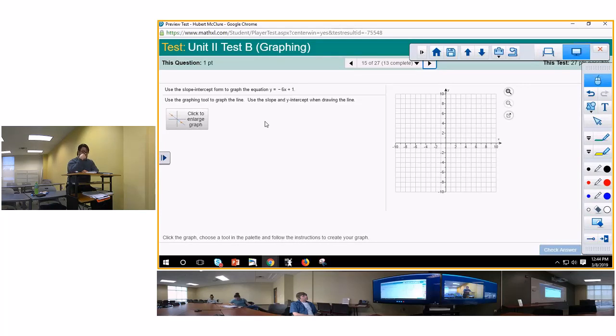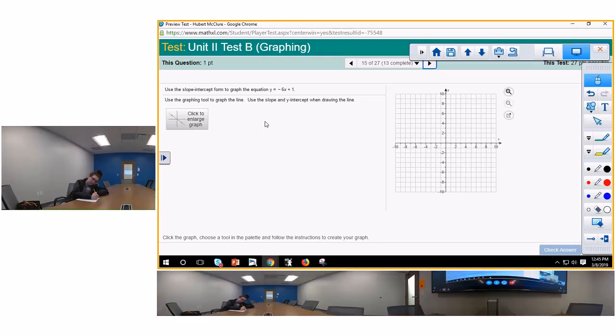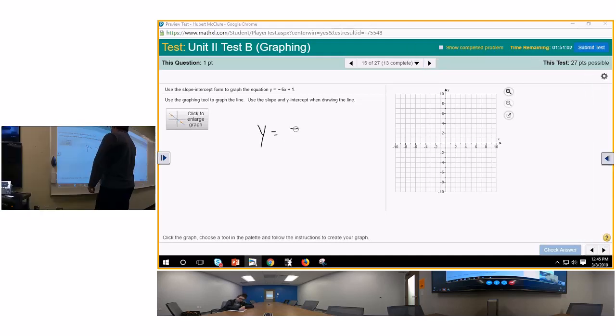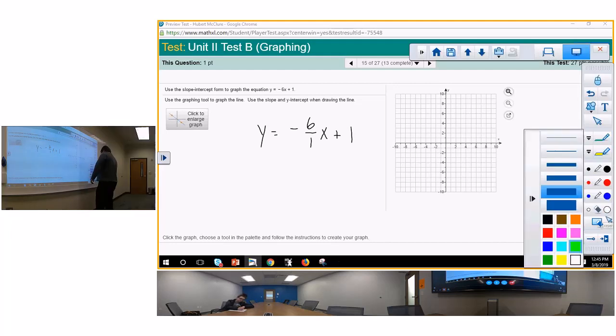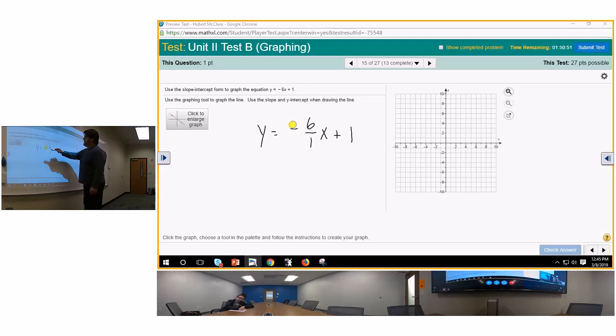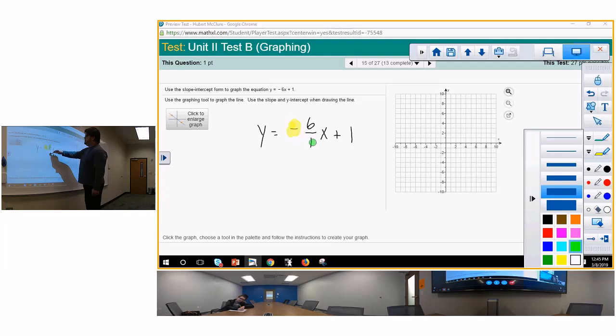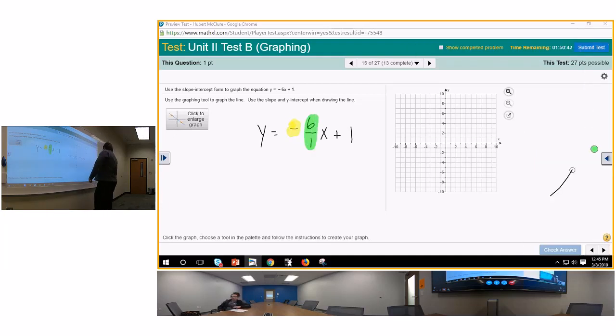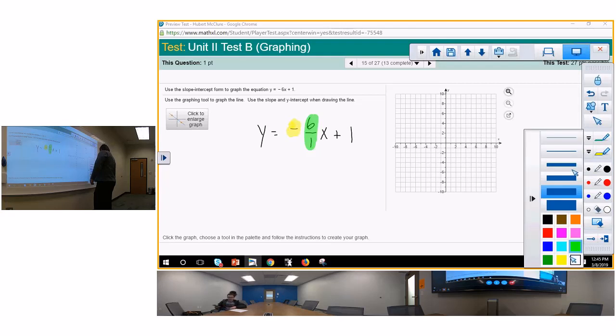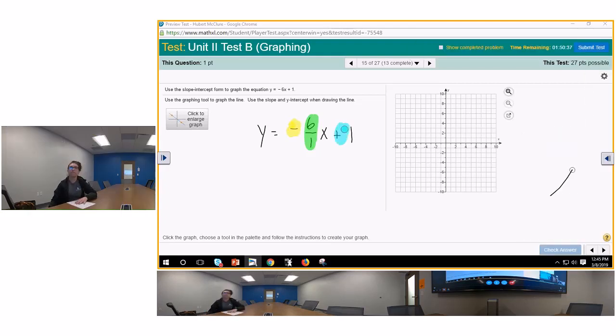All right, do this one. Y is equal to negative 6x plus 1. Y is equal to negative 6 over 1x plus 1. And I just did that to make sure you understand vertical over horizontal. So my yellow is the sign. My 6 over 1 is green. And my y-intercept is blue.